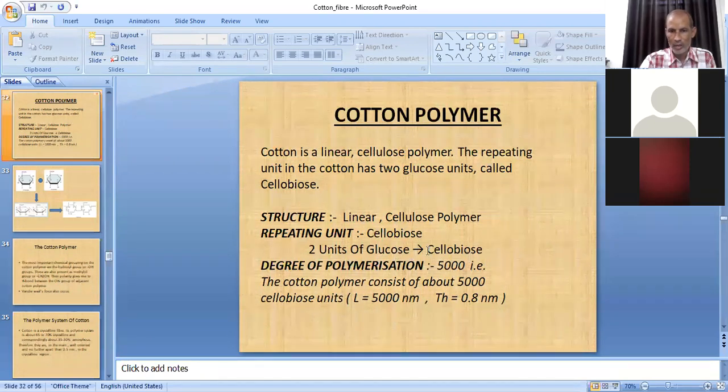These 5,000 cellobiose units are joined or connected with each other by bonds, forming a macromolecule that is known as cellulose, which is a linear polymer. So this much should be clear. Length is 5,000 nanometer and thickness of the cotton polymer is 0.8 nanometer.